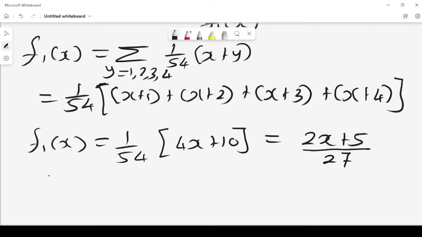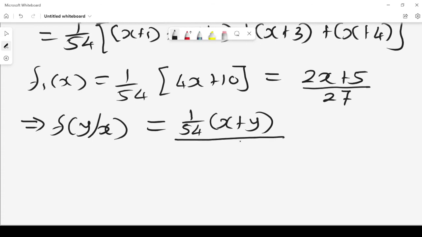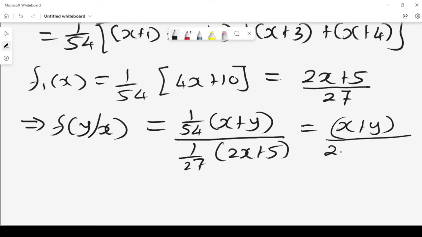And therefore, we can now get our f of y given x, which is f of xy, which is 1 over 54 (x plus y), and that we are going to divide by 1 over 27, (2x plus 5). And definitely, that will give rise to a good expression, because 1 over 54 divided by 1 over 27 is 1 over 2. So it will be (x plus y) over (2x plus 5). And that is the conditional distribution of y given x.